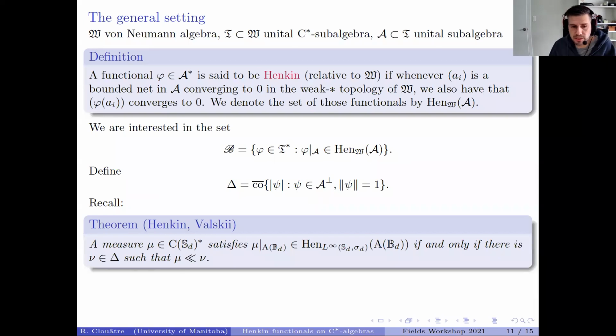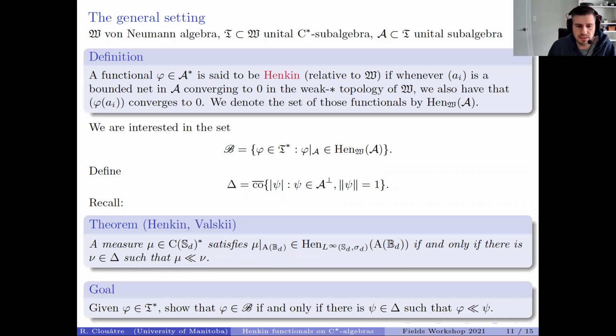The reason I'm doing this is that with these notations, I can tell you what my goal is. The goal is to show that if I give you a functional on T, then it belongs to my set of interest, meaning it restricts to a Henkin functional on A, if and only if it is absolutely continuous with respect to something in Delta. At this point, it's not clear that this is a reasonable thing to ask for, but I hope you will agree that this is a direct analog of this reformulated measure theoretic fact.